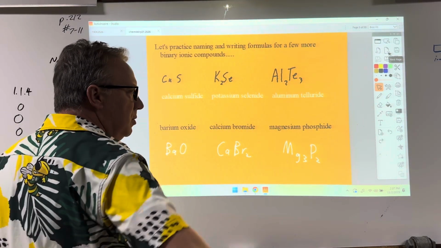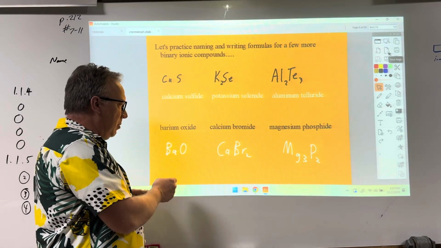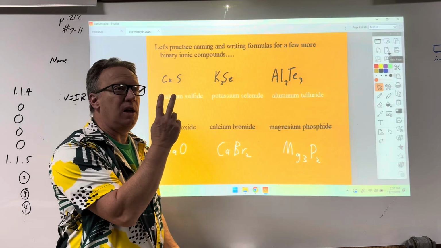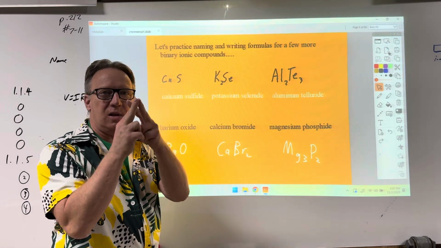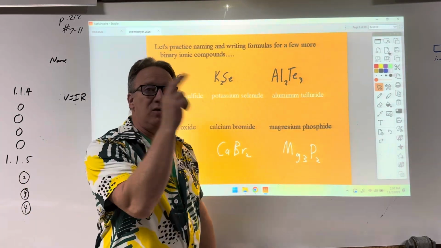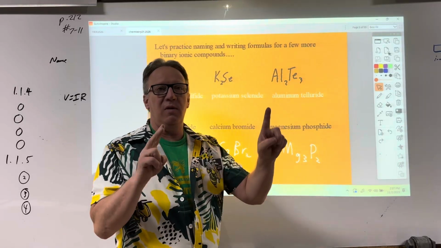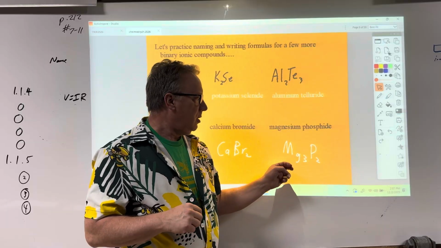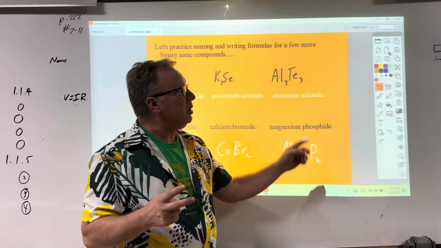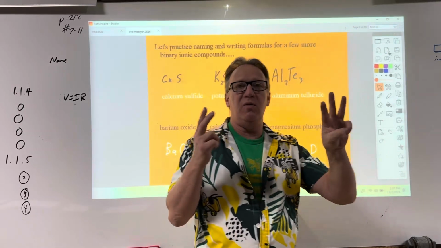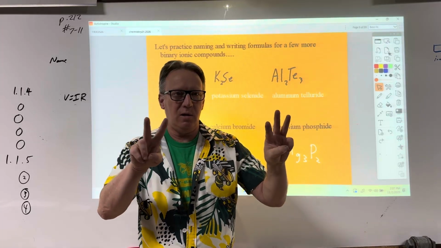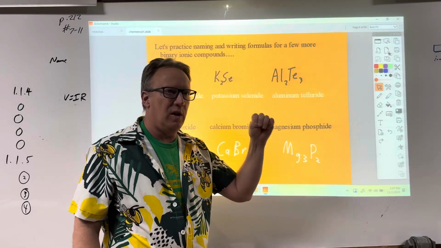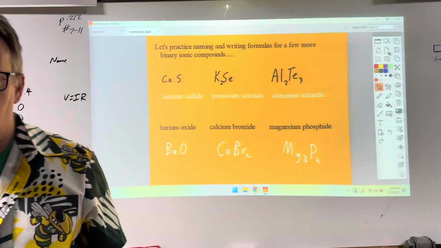Okay, and if you've tried it and come back up, it's BaO, CaBr2, and Mg3P2. Because Ba gives 2 electrons, valence electrons. Oxygen takes 2 valence electrons, that's a match. Calcium gives 2 valence electrons. Bromine takes 1 valence electron, that's not a match. I need another bromine. Magnesium gives 2 electrons. Phosphorus is below nitrogen, it takes 3 valence electrons. Not a match. Got to move 6 electrons, so I need 3 magnesium, 2 phosphorus, to move 6, or switch the numbers works.